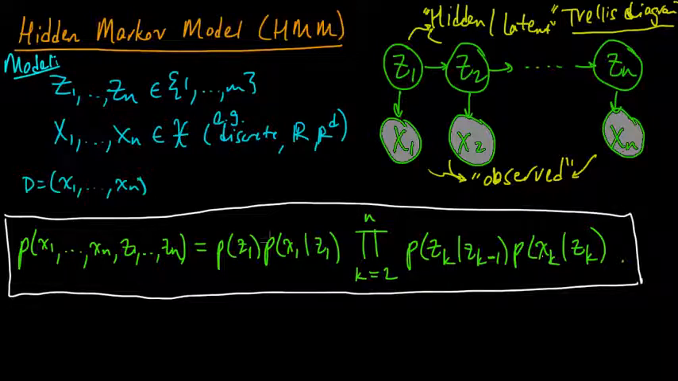So this is the joint distribution. Whenever you think about this, it's usually helpful to think graphically, visually. But this is what that means.